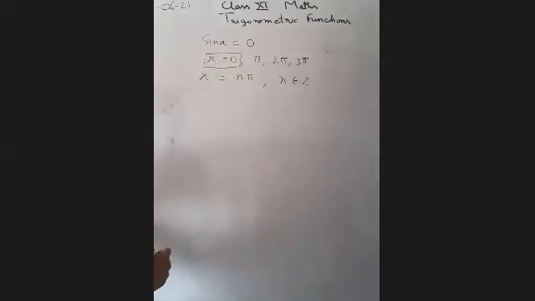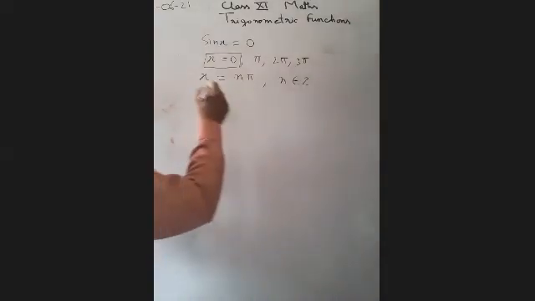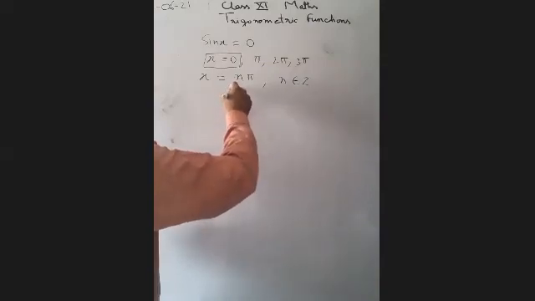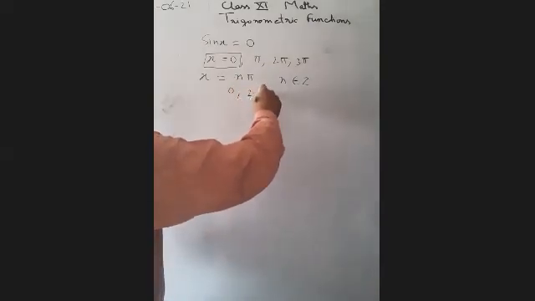In a principal solution, we give two answers which are from 0 to 2 pi. In case of a principal solution, we give two solutions.